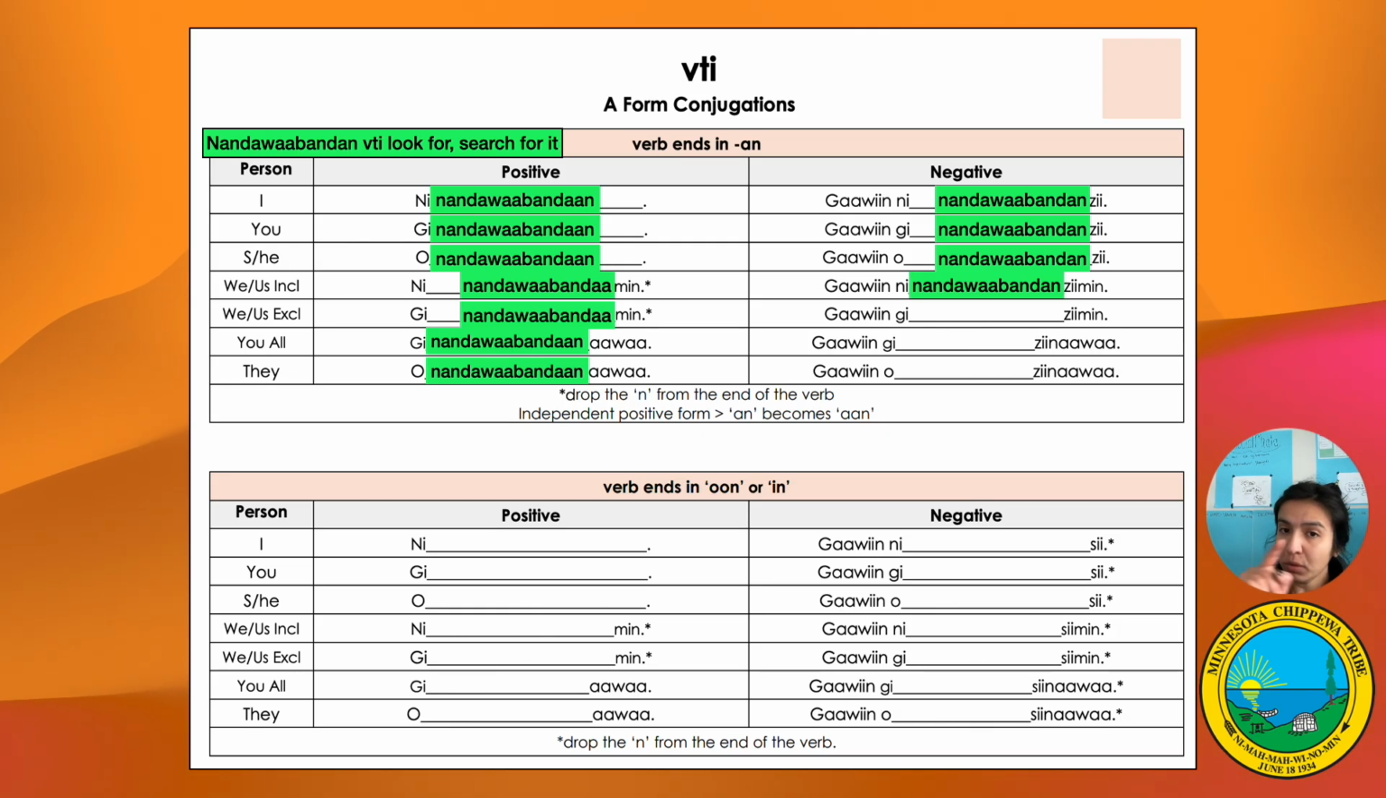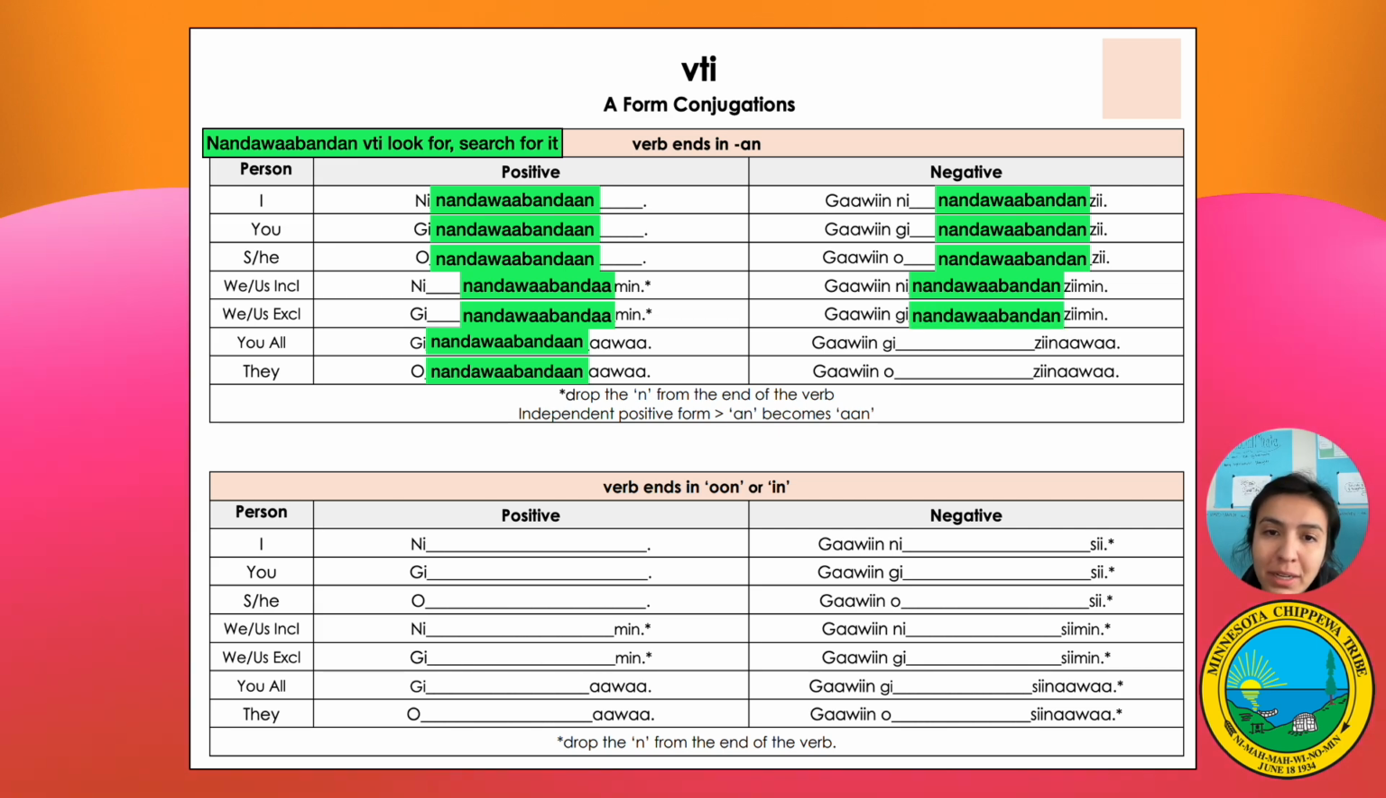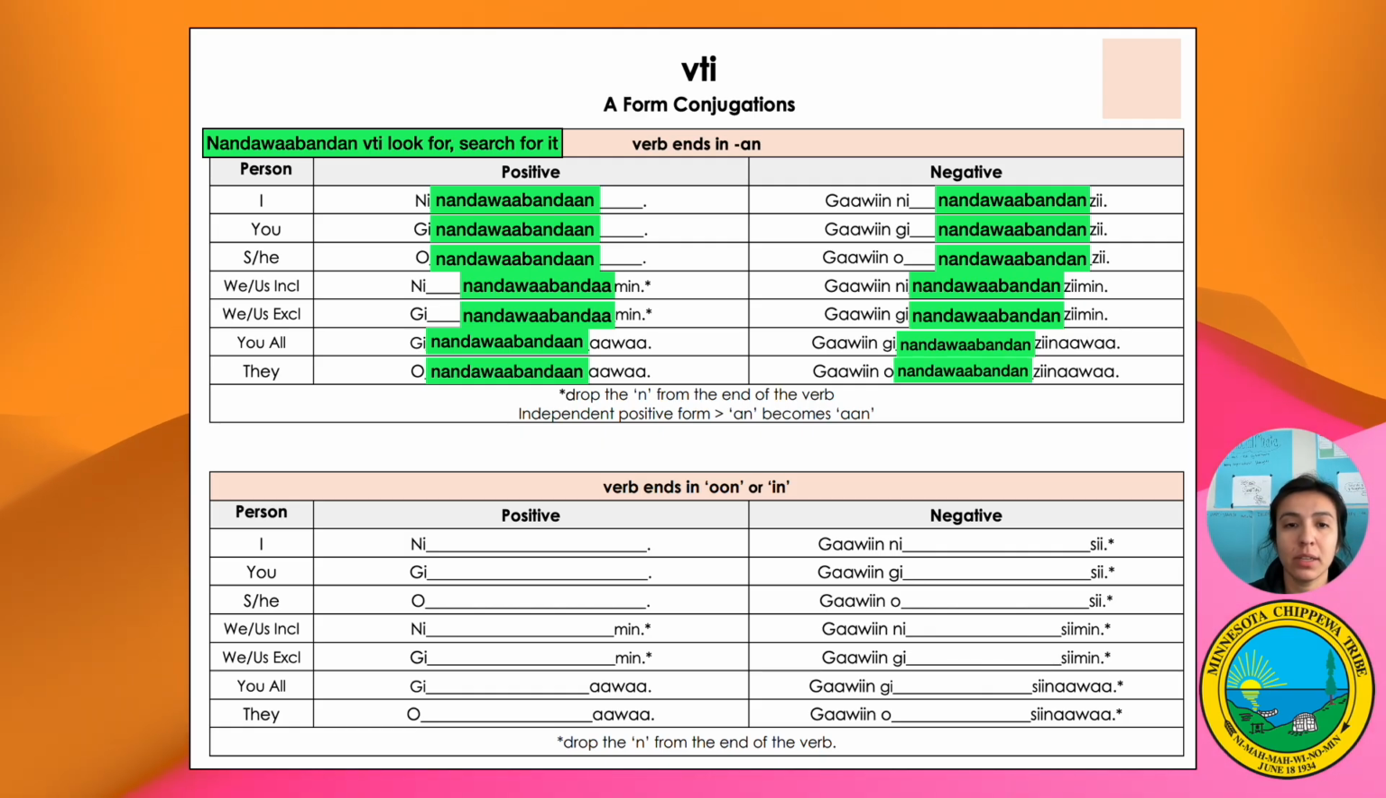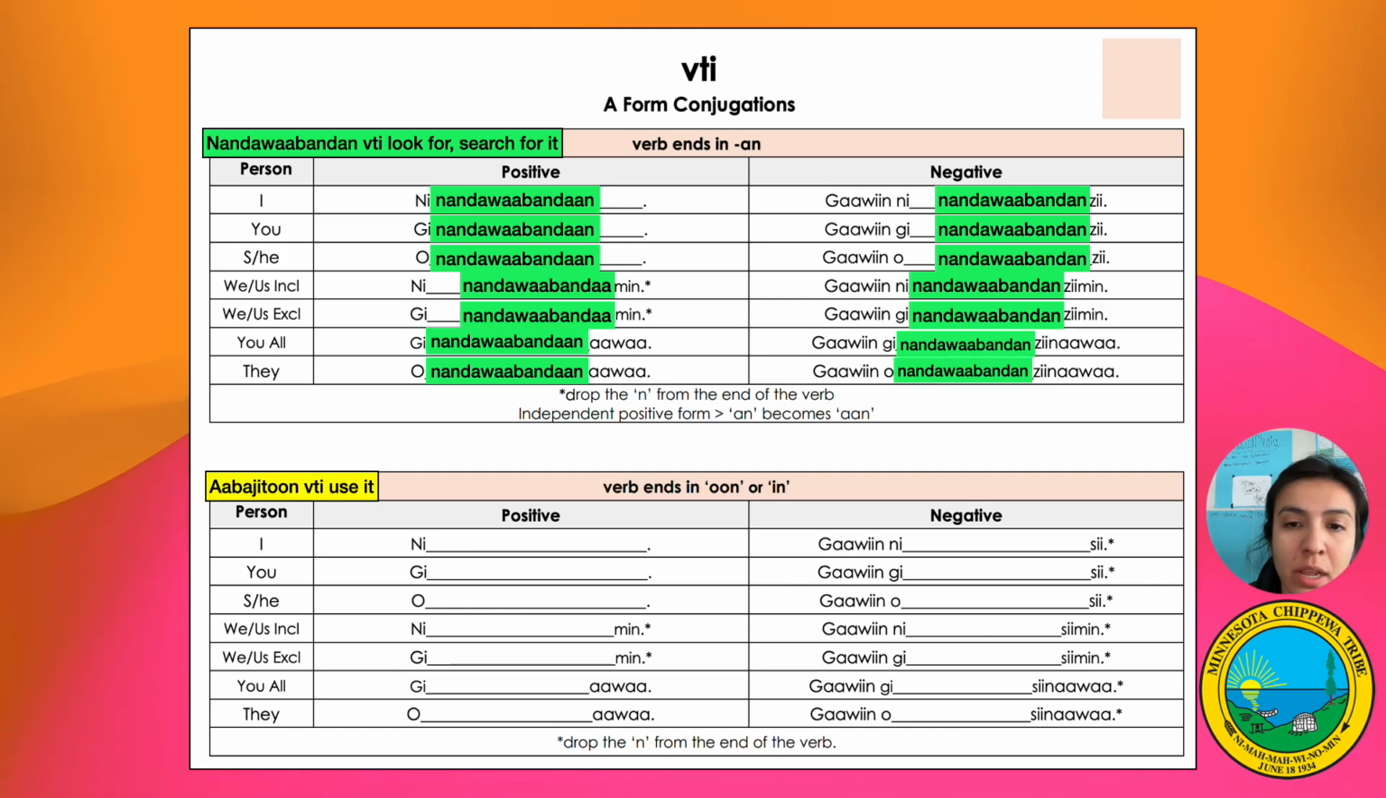We, not including you who I'm talking to. Gawin inandawabandanzimin. We, including you. Gawin ginandawabandanzimin. Y'all ain't looking for your pencils, I bet. Gawin ginandawabandanzinawa. They aren't looking for their pencils. Gawin onandawabandanzinawa.